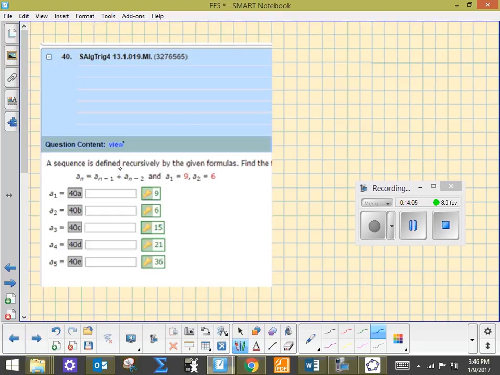Here we've got a sequence defined recursively by the given formulas. Find all these terms. Okay, recursively means it's using previous terms. So if I've got two previous terms being used, they've got to give me a starting point of the first two terms. So the first term is 9, so a sub 1 is 9. A sub 2 is 6.